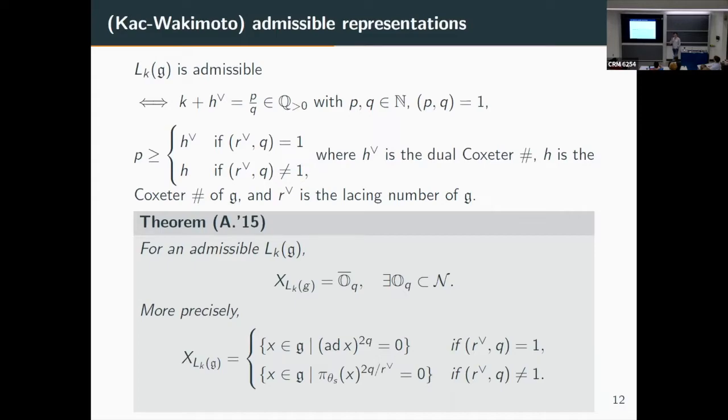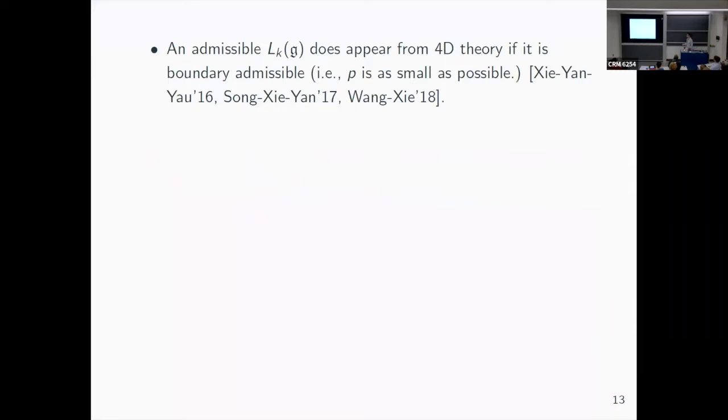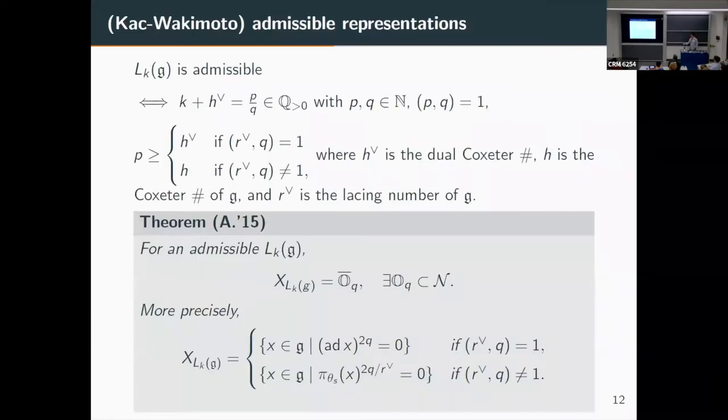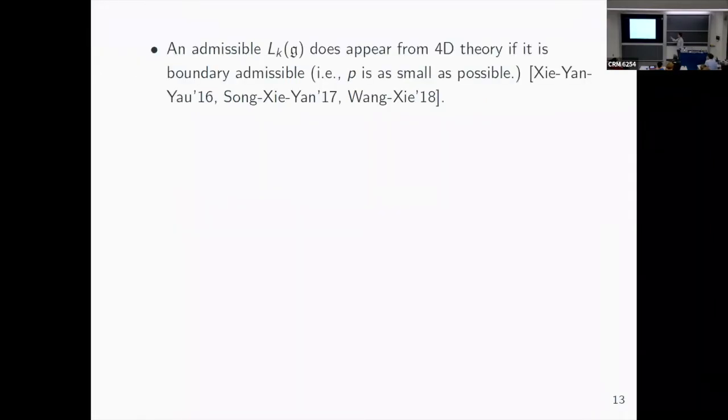And now you can ask whether they come from four-dimensional theory. And they do come from four-dimensional theory, from Argyres-Douglas theory, if the level k is boundary admissible, which means that the numerator is as small as possible. I didn't explain too much, but this associated variety only depends on the denominator. So for each orbit like this, there exists a unique level which gives a vertex operator algebra coming from 4D theory.